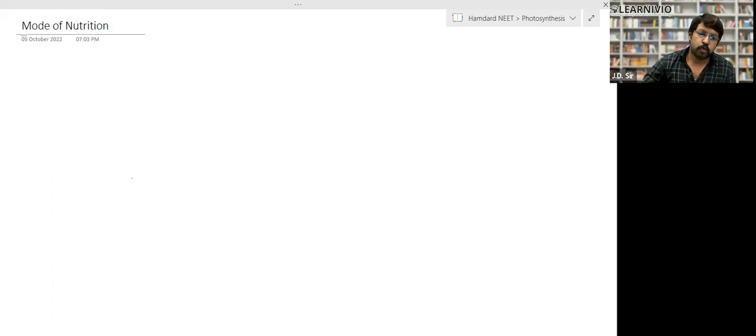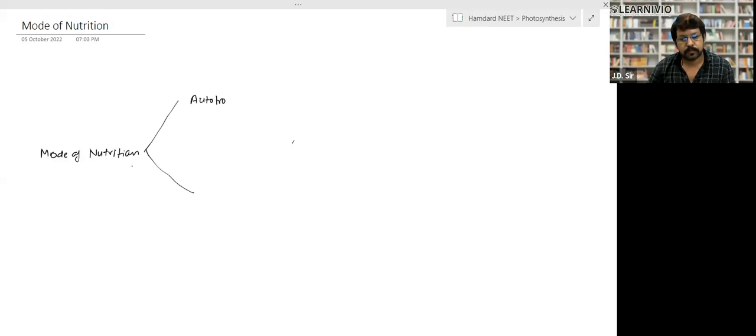So there are two kinds of nutrition, basically autotrophic and heterotrophic. Okay. So mode of nutrition. There are two kinds of mode of nutrition. Autotrophic, autotrophic. One more important thing I want to ask you, there are two biological terms.